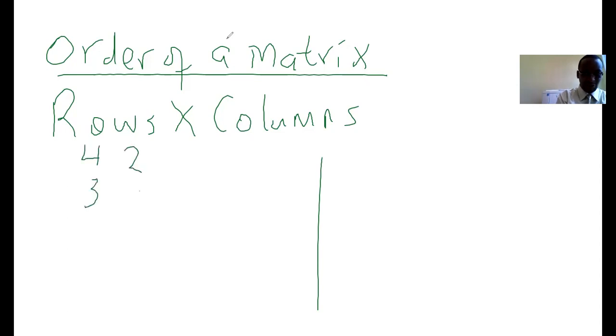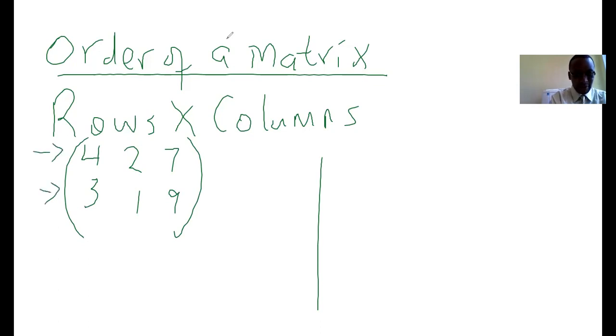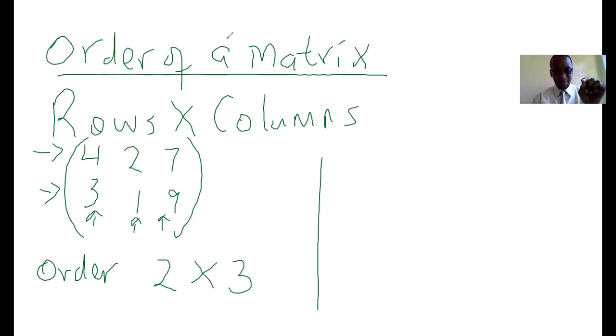So if I write a matrix here, 4, 3, 2, 1, 7, 9, like that. If I write a matrix like that, the number of rows are these horizontal ones. They are 2. So we write the order here. So 2, we write 2 for the number of rows. If you look at the number of columns, the vertical ones, they are 3. So we write 2 by 3. So this is a matrix of order 2 by 3.